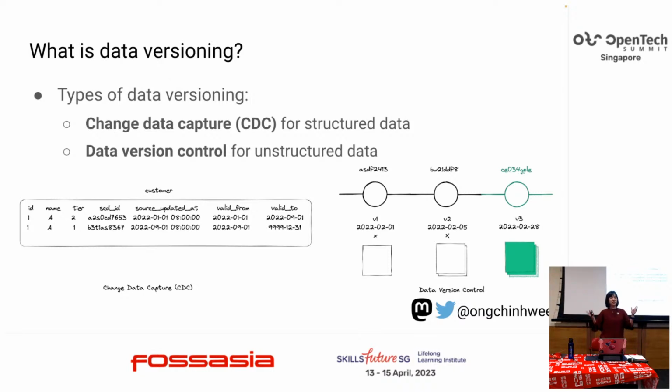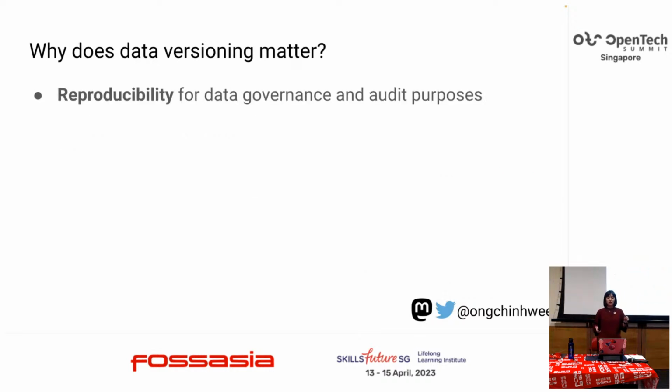So you have examples like the Iceberg, or you have your DVC and so on and so forth. Those are actually extensions of change data capture. So why does data versioning matter?